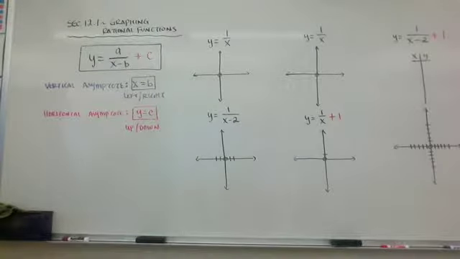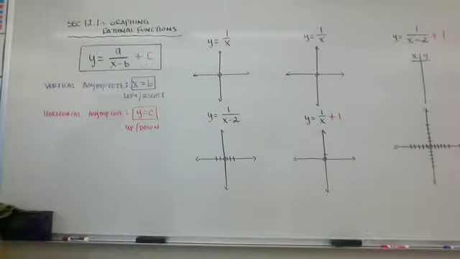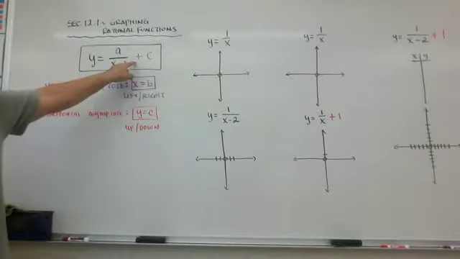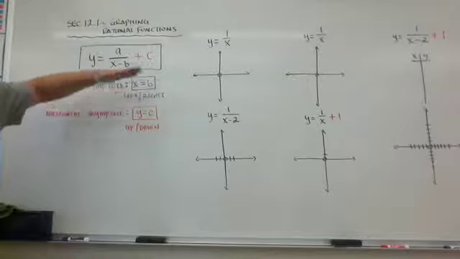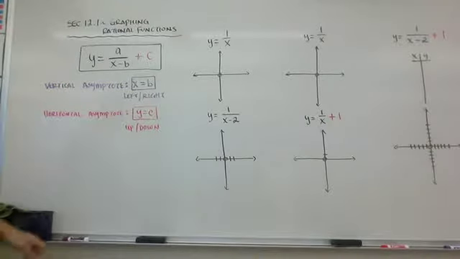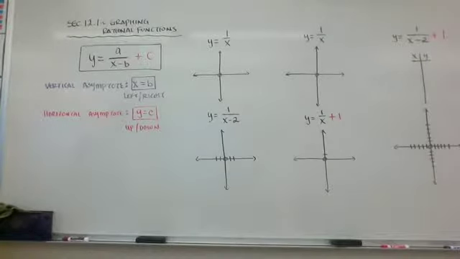So here's section 12.1. Here again is the equation: y equals a over x minus b plus c. Your vertical asymptote is a line that the graph will never cross. So for your vertical asymptote, it's x equals b, whatever this b is. That'll tell you where you go right or left for your asymptote. And then the plus c at the end will give you your horizontal, or up and down, asymptote. That's y equals c, whatever this is, and it goes with the sign. So if it's negative, you would go down. If it's positive, you go up.